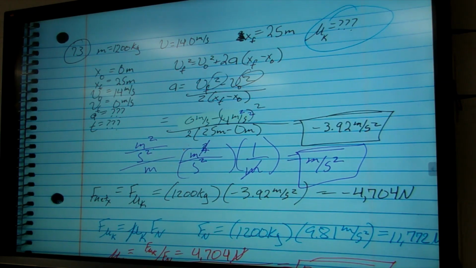So now we will start on some good stuff. Page 146. We are going to pick up on number 81.